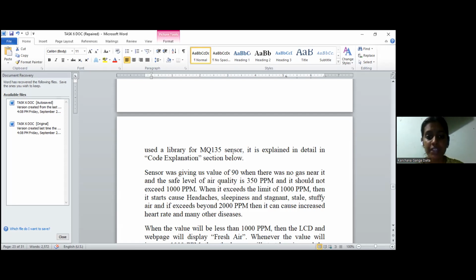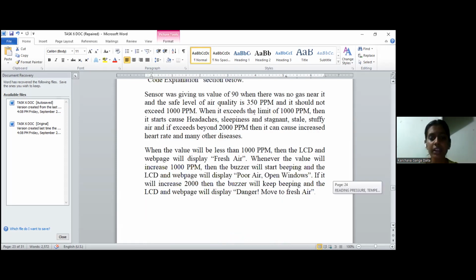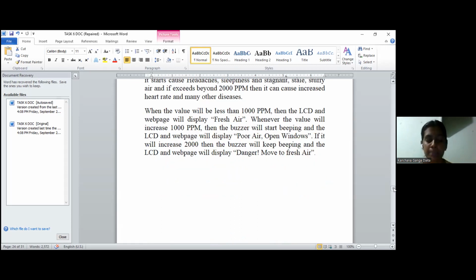In the MQ135 sensor, it uses a particular library as we have already seen. If it is given a value of 90 and no gas, it is safer at a level of 350 ppm. We should mention that it should not exceed 1000 ppm, so that if it exceeds, it will show us the digital output. If it is less than 1000 ppm, parts per million, it will show fresh air on the analog output. So if it is lesser than 1000, it will display fresh air, and the buzzer will start beeping.